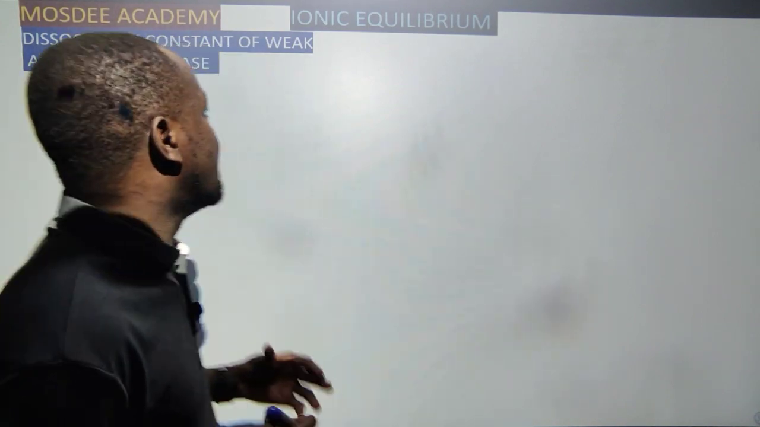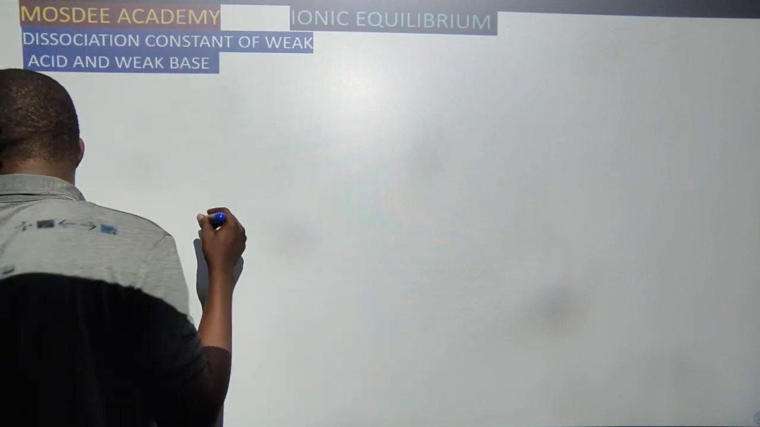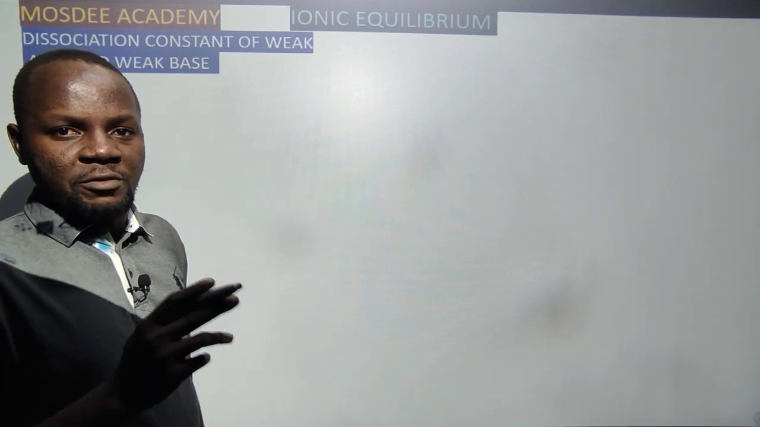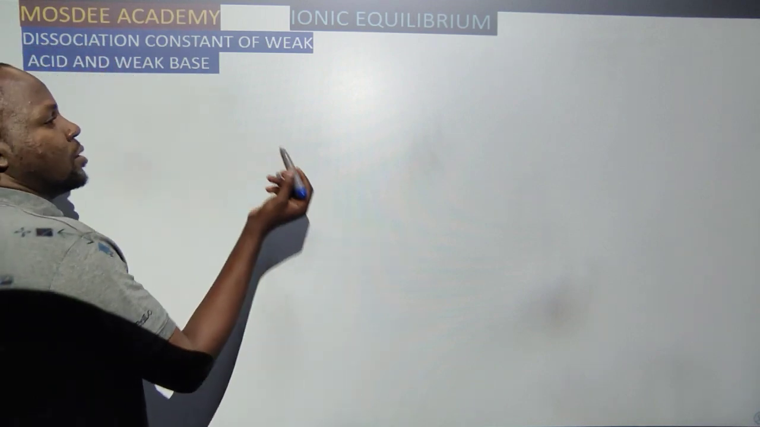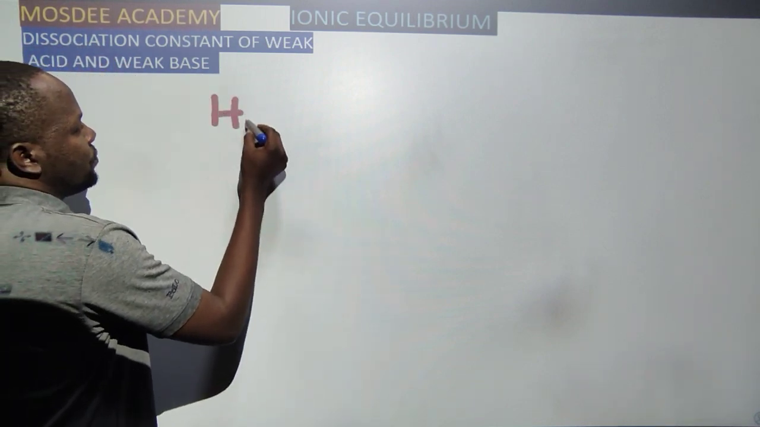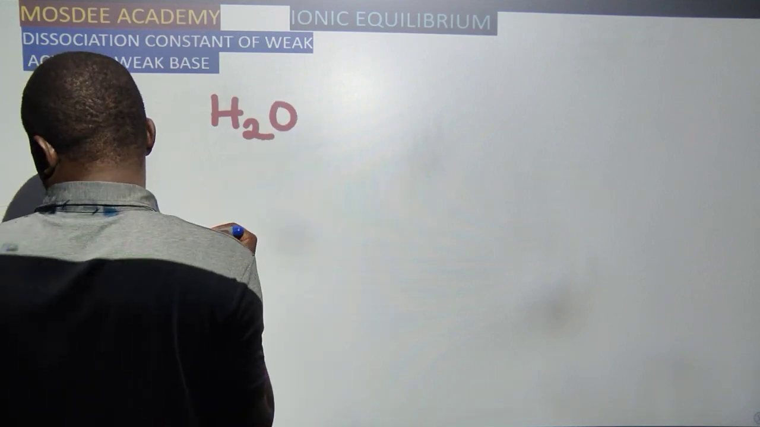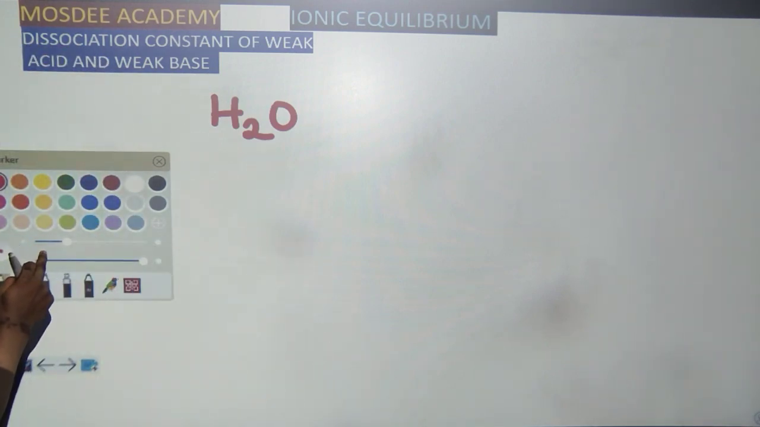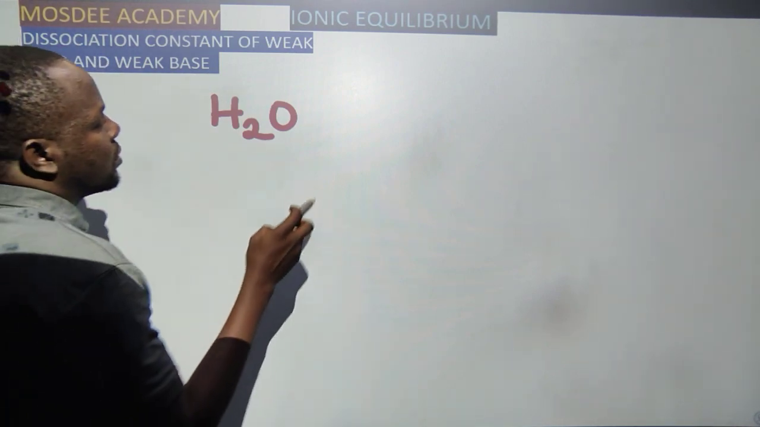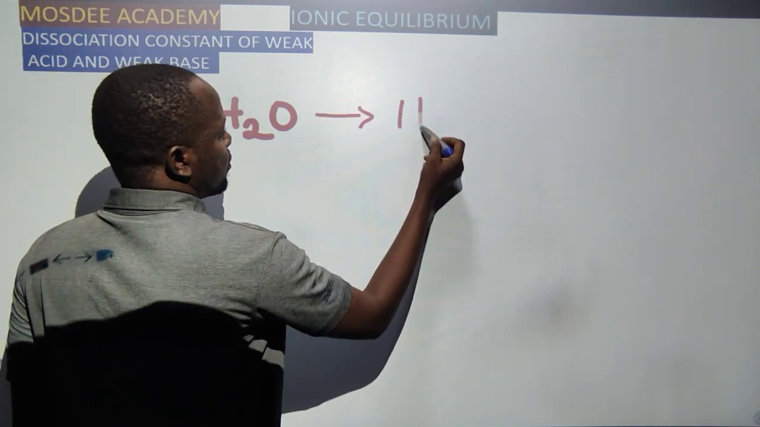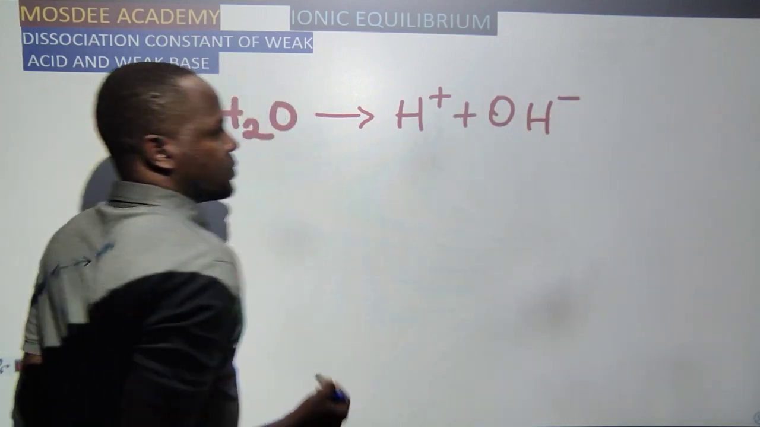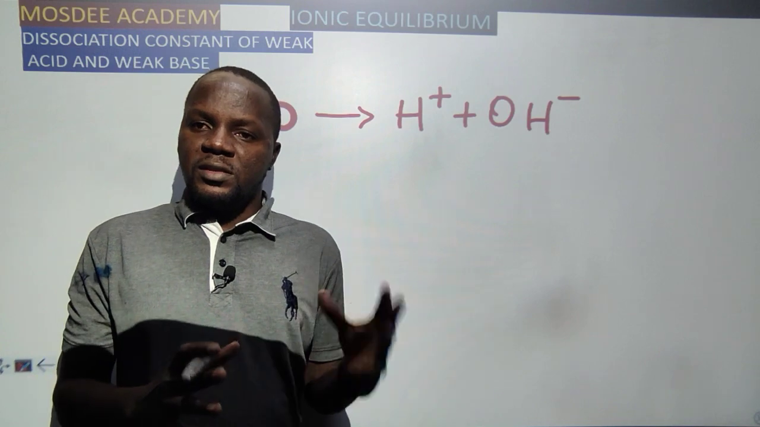Now, let's consider what we call the dissociation constant. Let's take a very simple solution which every one of us can ionize. Let's take water, for example, H2O. If we ionize H2O, we are going to have H plus and OH minus. That is, I have dissociated this substance.